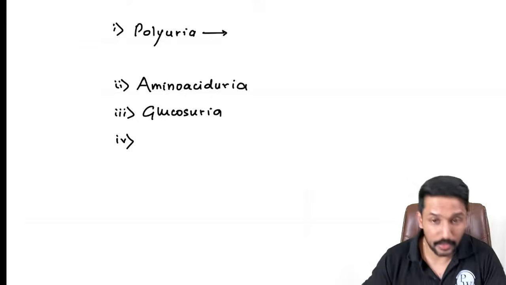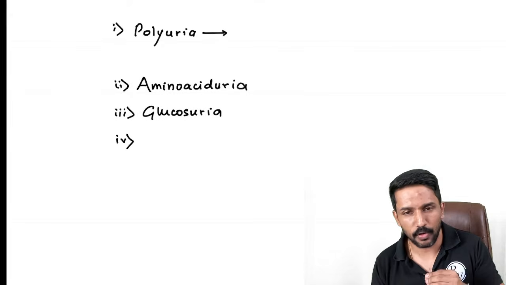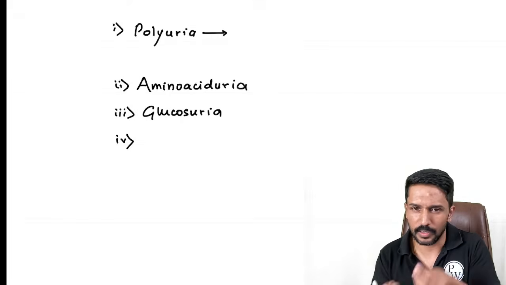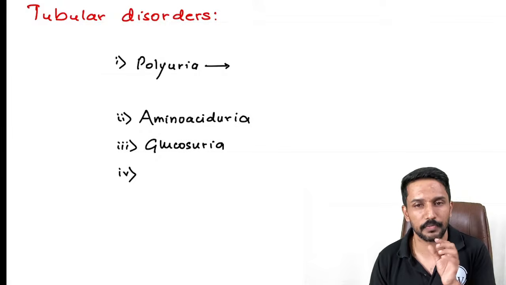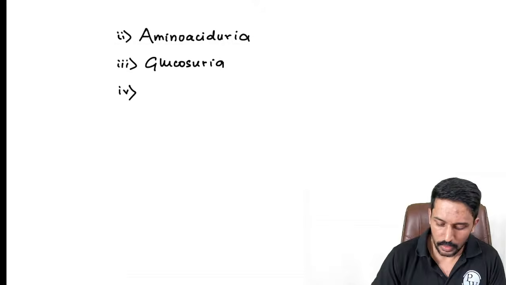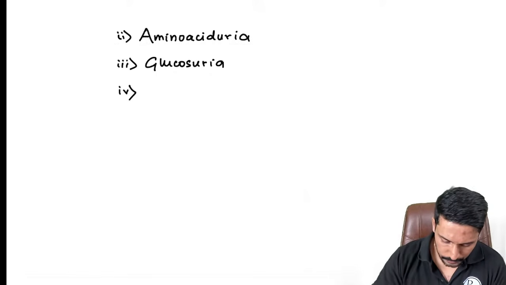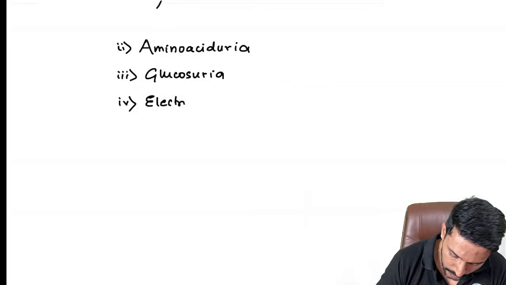I don't say that all of these features will be present in a given patient, but in case of nephrotic syndrome, the features that we listed are typically encountered. In nephritic syndrome, the features that we listed are typically encountered. Depending on which part of the tubule is affected, some of these features will be present, not all of them. Okay. Polyuria, aminoaciduria, glucoseuria. Then we can have acid-base abnormality and electrolyte abnormalities.